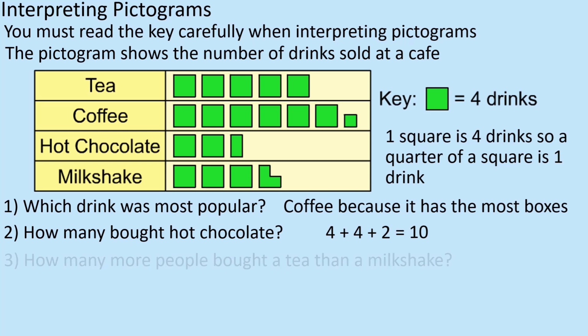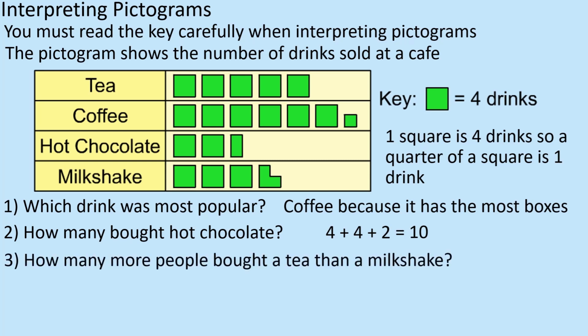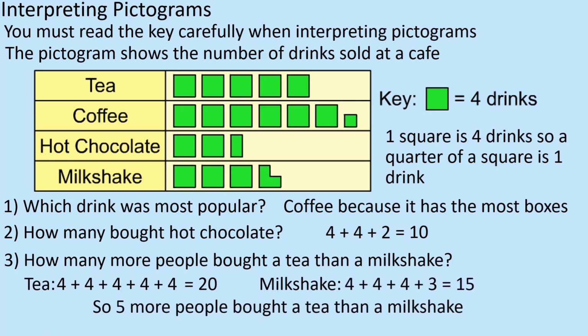Alright, so 10. How many more people bought a tea than a milkshake? I now need to look at how many people bought tea and compare it to how many people bought a milkshake. People who bought tea are 4, 8, 12, 16, 20. So 20 there. And then milkshake, you've got 4, 8, 12, and this looks like 3 quarters to me, so it's going to be 15. So it'll be 20 take away 15, which is going to give me 5. So there's 5 in between. Again, relatively straightforward.